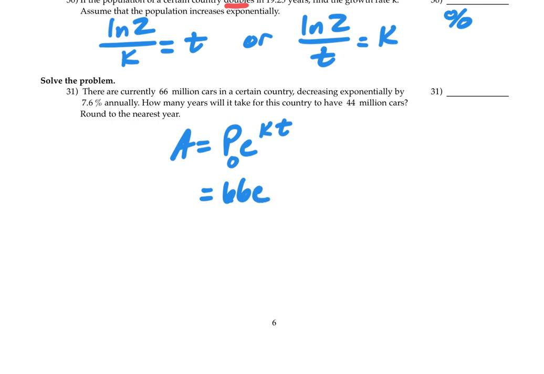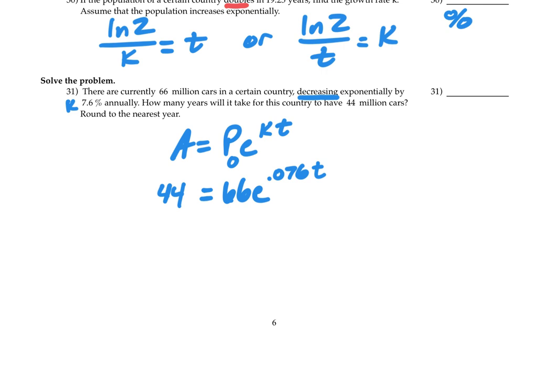E raised, and we know that K is 7.6%. So this is what I was talking about a second ago. When we plug it into the formula, we're going to put it in as 0.076. We can't just put 7.6 in there. So we have to put 0.076. We're trying to find the number of years. So we're trying to find T that it takes to get to 44 million.